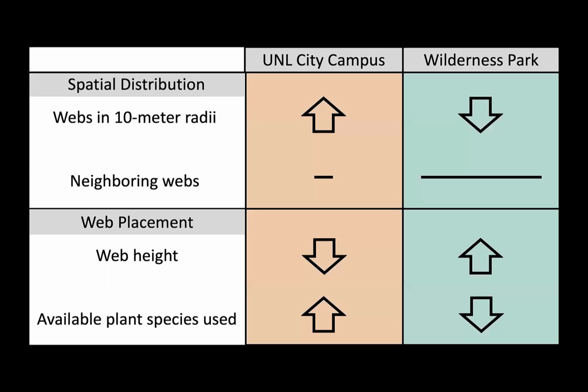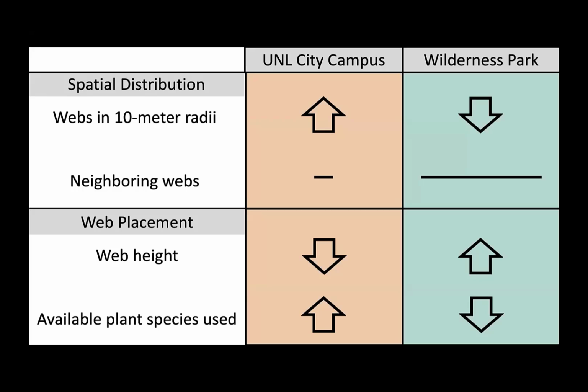So just to wrap up our findings, we looked at both the spatial distribution and the web placement of Agelenopsis pennsylvanica. And although there was no difference in the distance that we walked to reach the focal web, there were significantly more webs at each site on city campus than in Wilderness Park, and the neighboring webs were far closer together. So this might suggest that the spiders are aggregating on city campus.